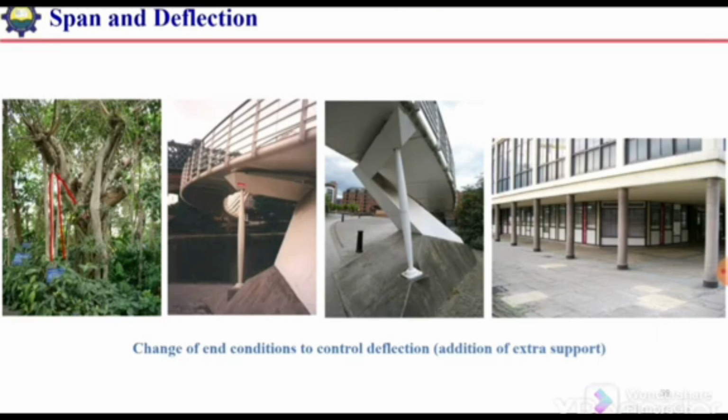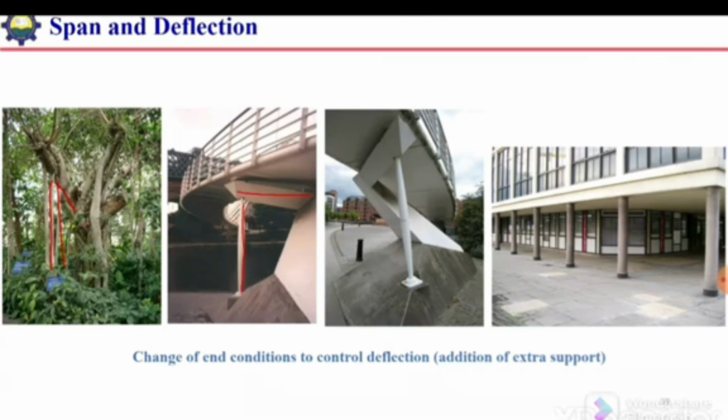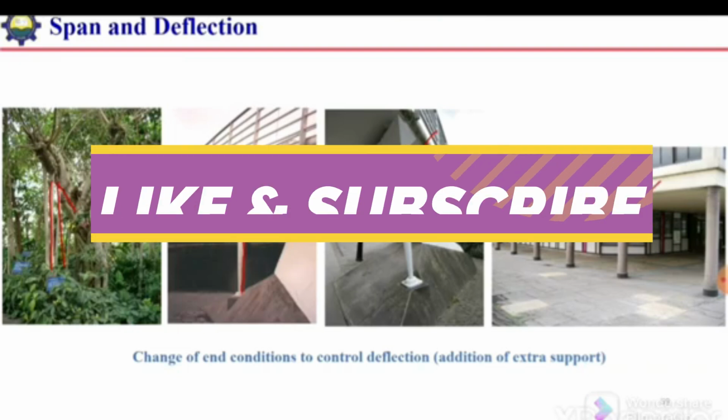Similarly here, to keep the deflection of this cantilever portion within the allowable limits, we can add this support. This support will change the end condition, and as a result the bending moment will change and the deflection will reduce. Here again we have added some support, and here we also have added some support to limit the deflection.